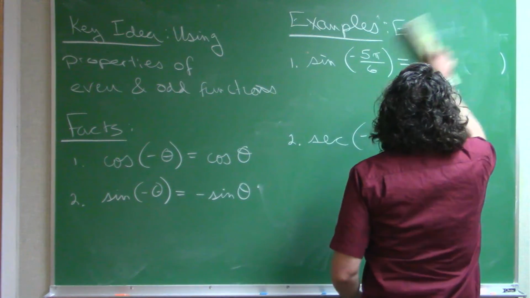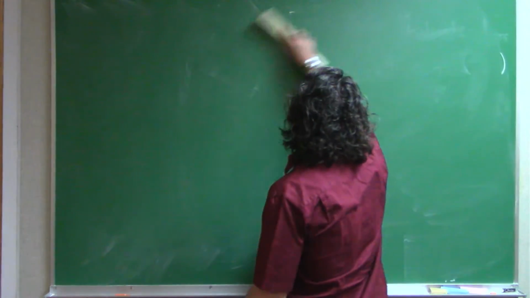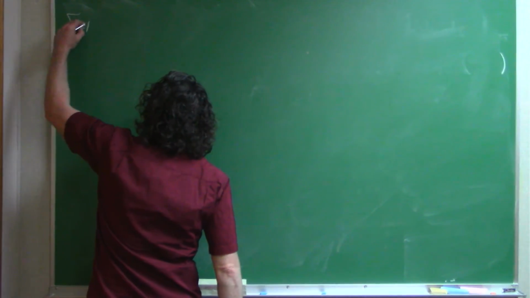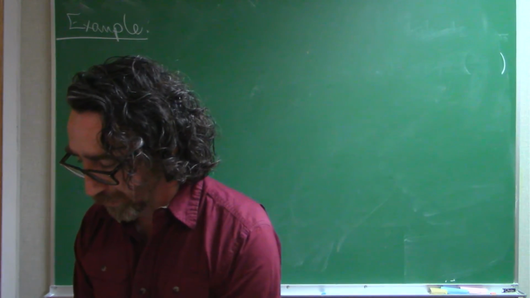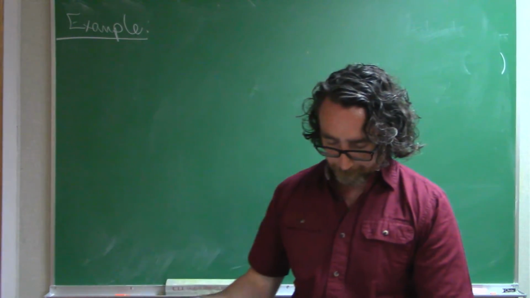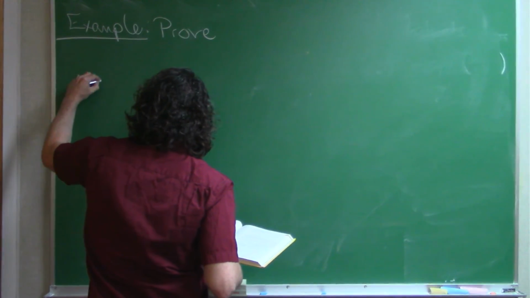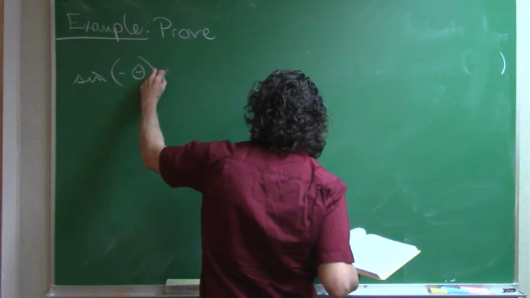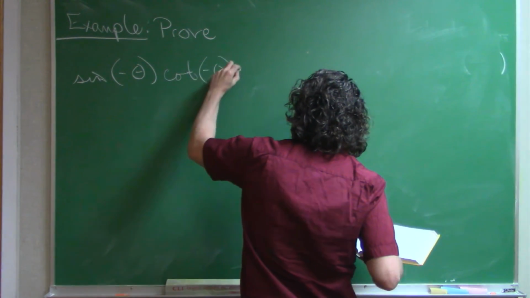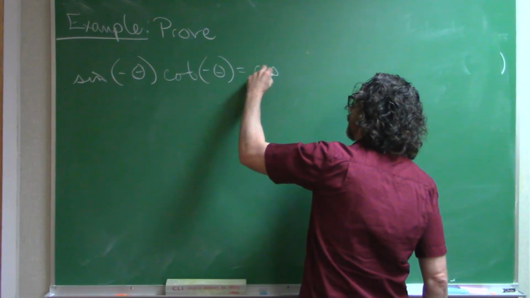Another area where these two properties are useful is working with identities. So let's go tackle an identity where we make use of the even and odd properties. I'm just going to pull one out of our textbook right here. So let's prove that this is an identity. Prove sine negative theta times cotangent negative theta is equal to cosine theta.